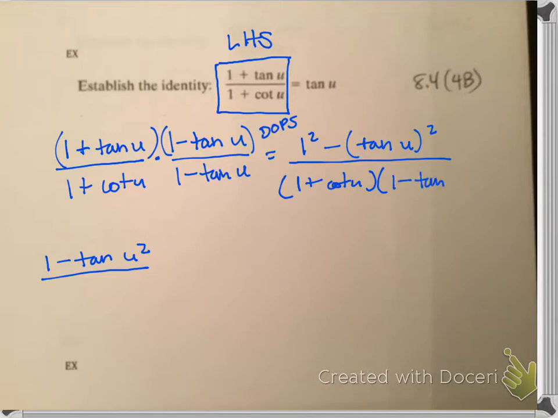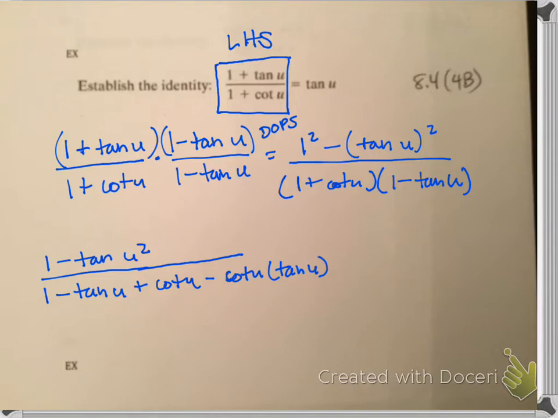And you're going to have to FOIL that out, because there isn't any shortcut for it. So 1 times 1 is 1, and then 1 times negative tangent is negative tangent u, and then 1 times cotangent u is cotangent u, and then we get minus cotangent u times tangent u. This should actually be a negative, so let's go ahead and fix that, because a negative times a positive is a negative. Alright, I know cotangent times tangent is going to give me 1.